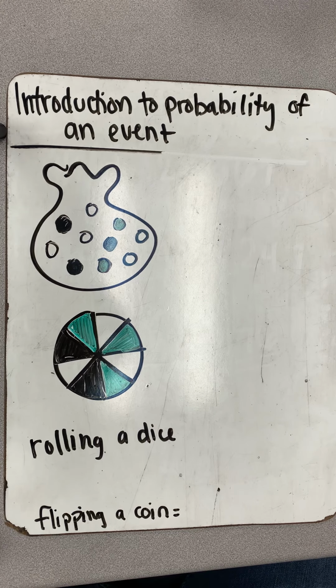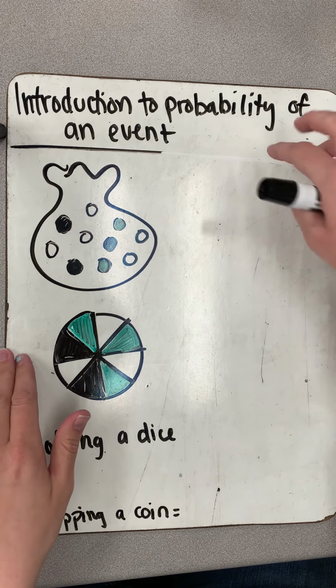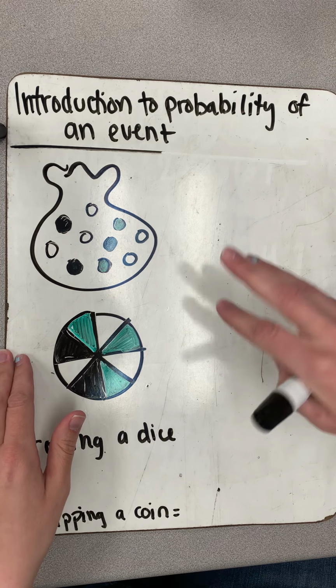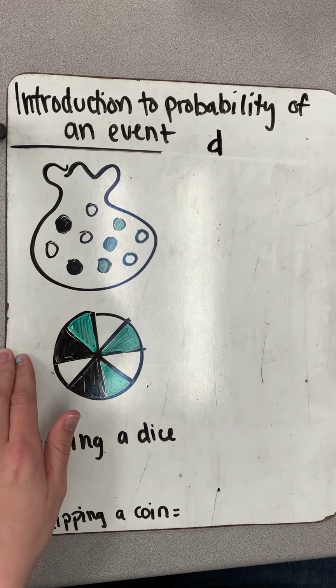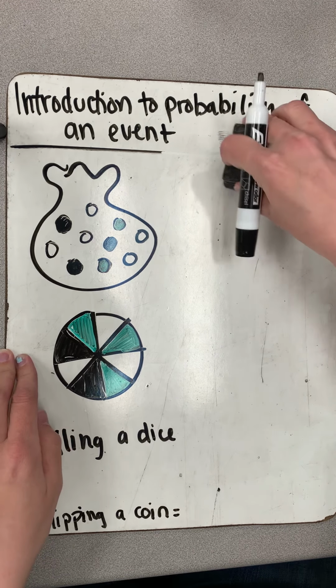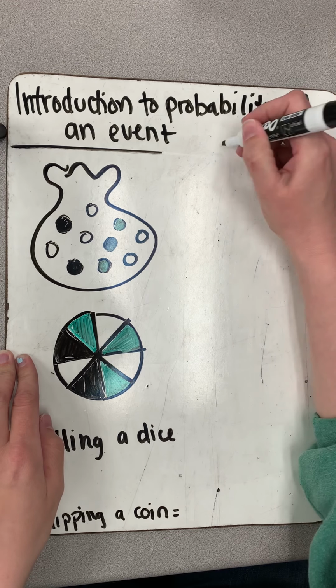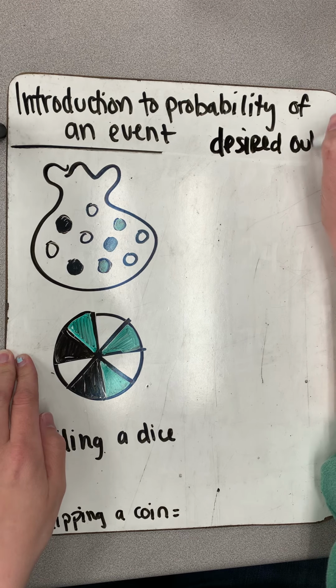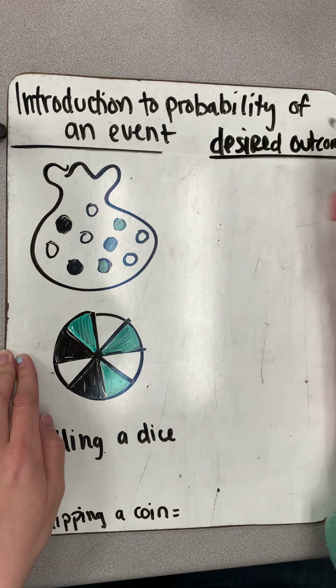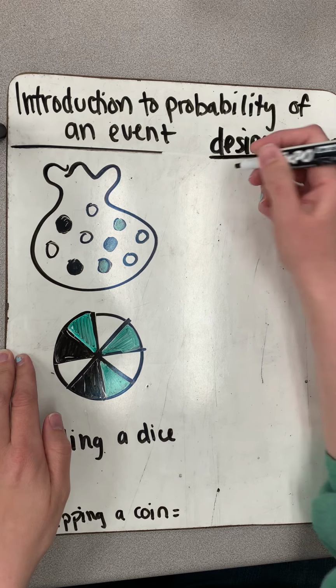Now, as far as probability goes, they're really cool because it's kind of like a fraction. A fraction is like parts out of a whole. Well, probability is our desired outcome, or what we want to have happen, out of the total possible outcomes.